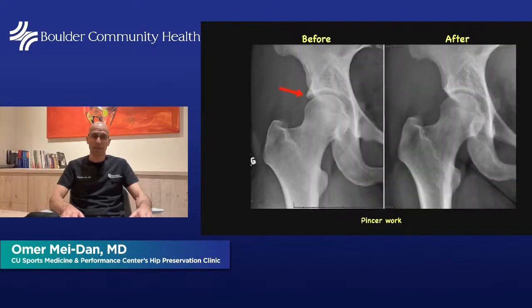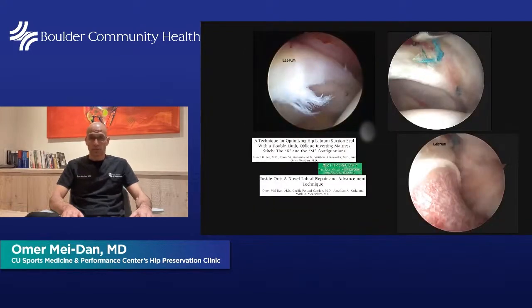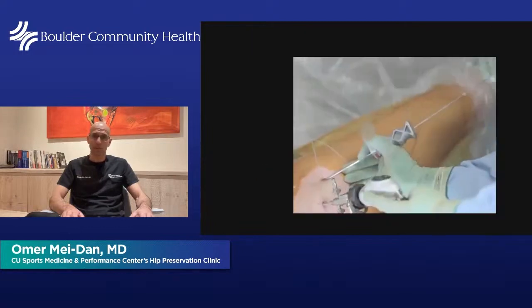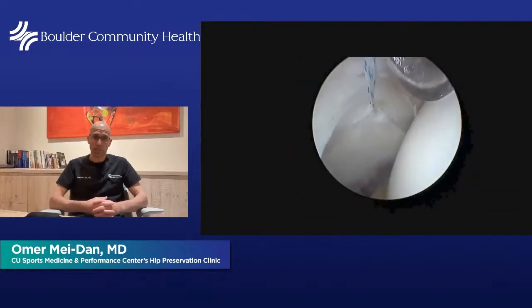We do the same thing when we have pincer impingement, when we have too much bone on the socket side. You can see the before and the after we remove that bone. And that's how the labrum looks when we repair it. You can see that blue string of the anchor that we put into that socket in order to fix the labrum to its place. You can see the tear, you can see the labrum repair. That's how it looks when we do it during surgery.